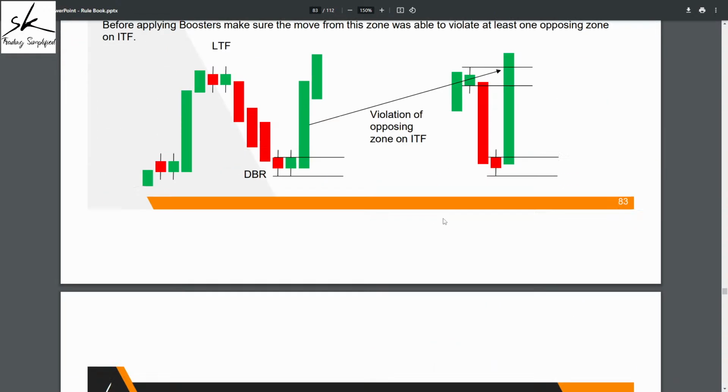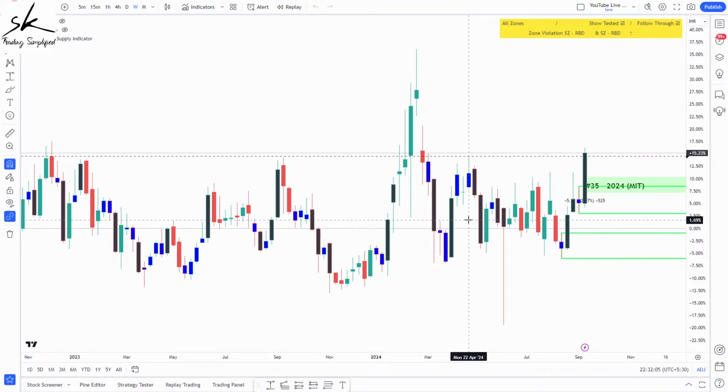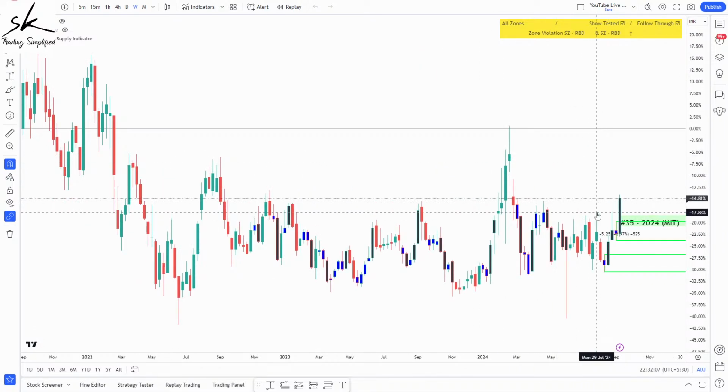Now talking about the conservative approach. Why? Because here we are looking at two conditions. Condition number one, we need to have an impulsive move on the intermediate time frame. Condition number two, we need to have an authentic zone on the refining time frame. So do we have an impulsive move? The answer is yes. You can see these were your last pivot highs. Prices have definitely breached it and made new highs, which basically is called an impulsive move.